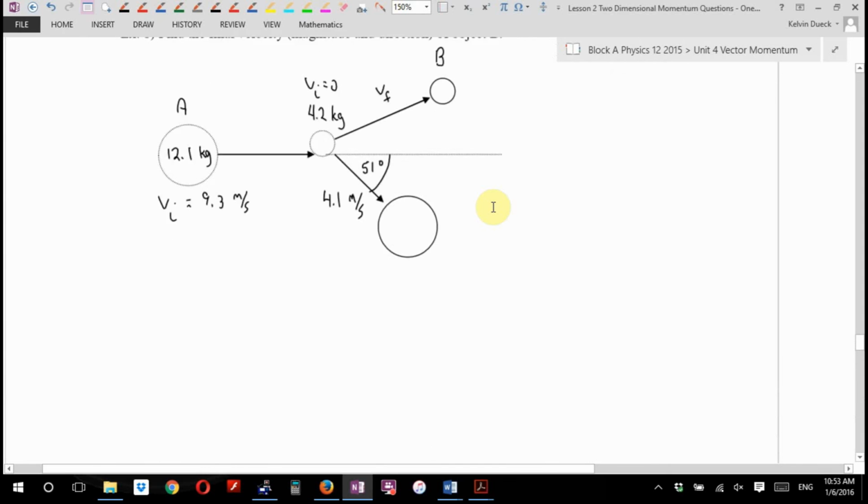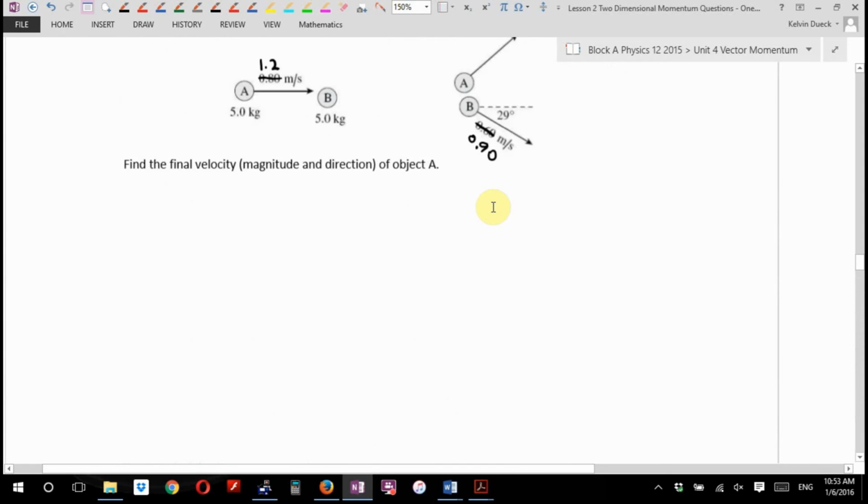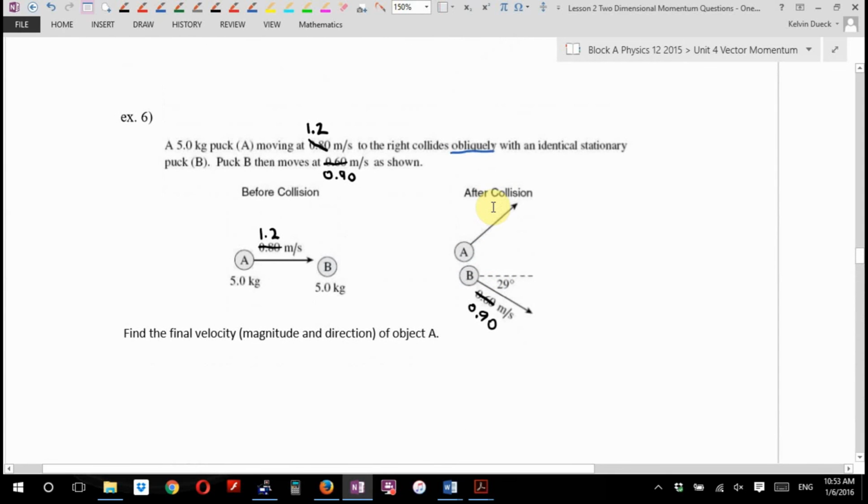Okay. I think we'll get through one of these. You ready? What's this question want me to find? VF. Is there a collision? Are there angles? This is a job for conservation of momentum, and we're going to be adding some vectors together.